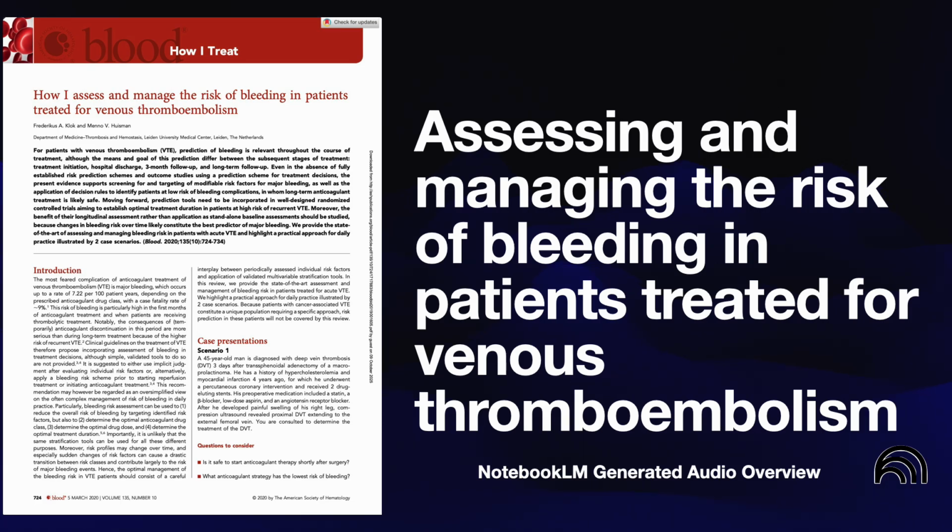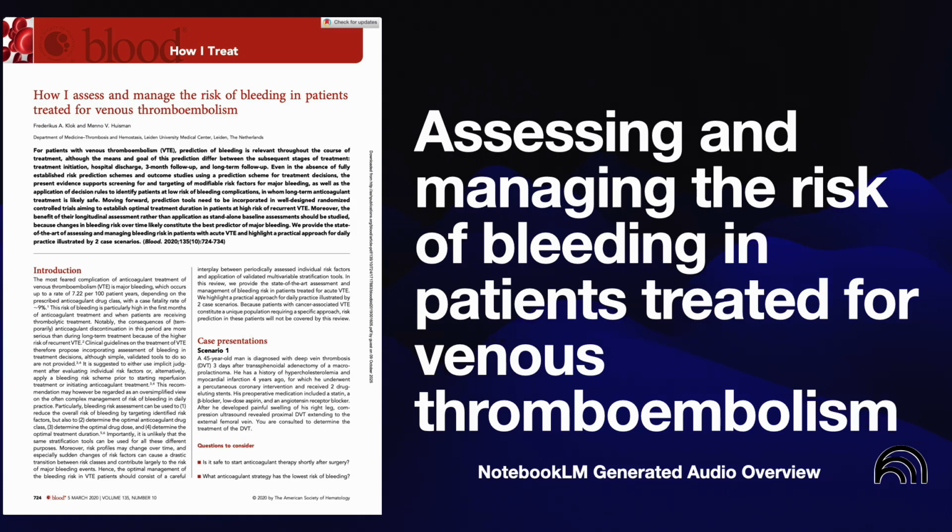Where does this field need to go next? The real next step, the holy grail perhaps, is developing and validating integrated prediction models. Models that don't just estimate the risk of bleeding or the risk of recurrence separately, but actually combine them. But integration means more than just adding the percentages. It has to weigh the impact or the severity of each potential event. What's the case fatality rate of a major bleed versus a recurrent PE in this specific patient? What's the long-term disability or impact on quality of life for survivors of each event?